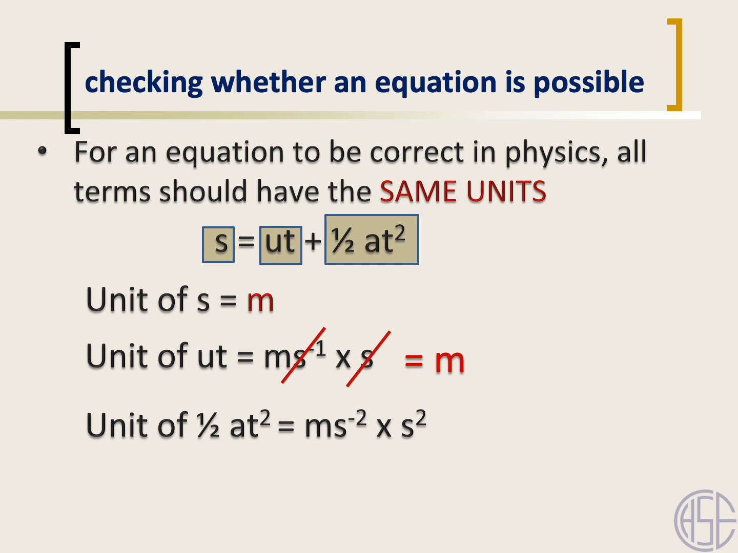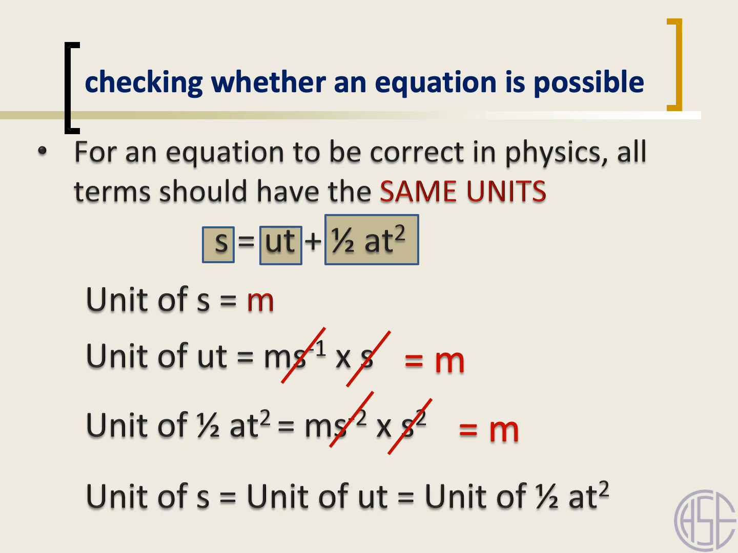Anyway, so this is meter per second square into second square. There is s to the power minus 2 and s square, so they cancel and again you get meters. Every term in this equation has the same unit. So we can say this is a possible equation in physics. Anyway, I took a very familiar example, but in the exam, that may be a very new equation or not a familiar equation.